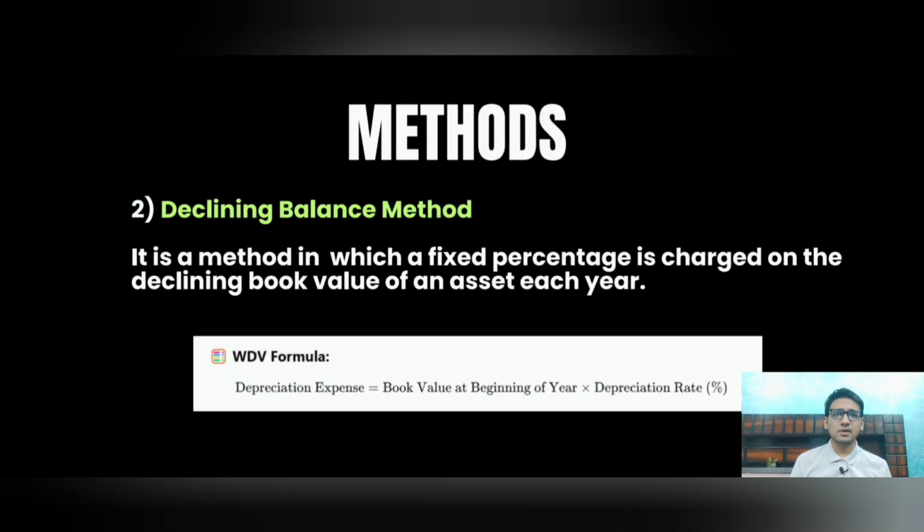Now the declining balance method, or the written down value method, calculates the depreciation as a fixed percentage of the asset's book value at the beginning of each year. There is a formula for the written down value method as well, which is book value times the depreciation rate. Book value refers to the asset's value at the beginning of each year, and depreciation rate refers to the rate of depreciation, be it 10%, 20%, etc.